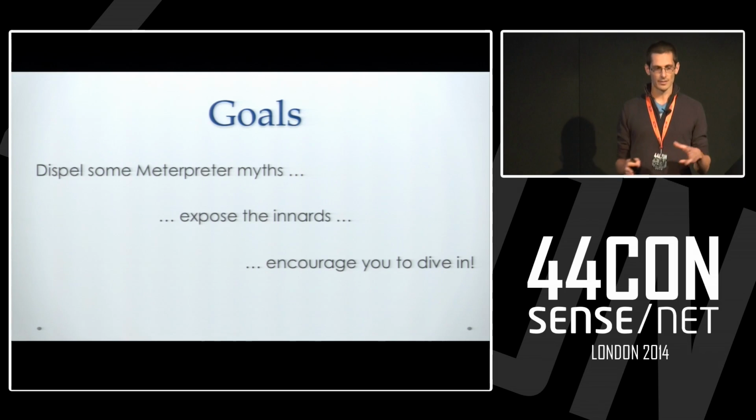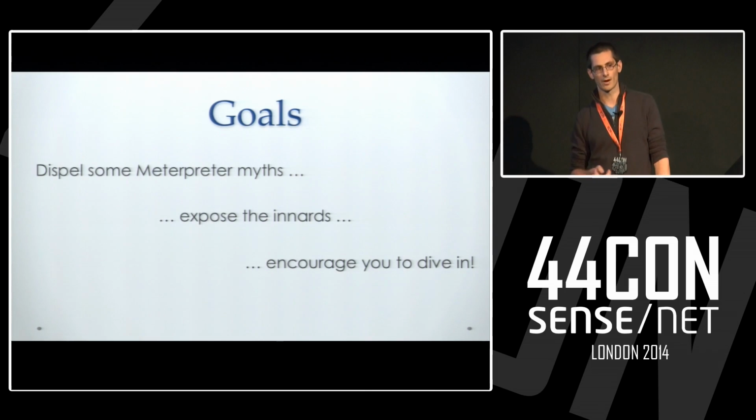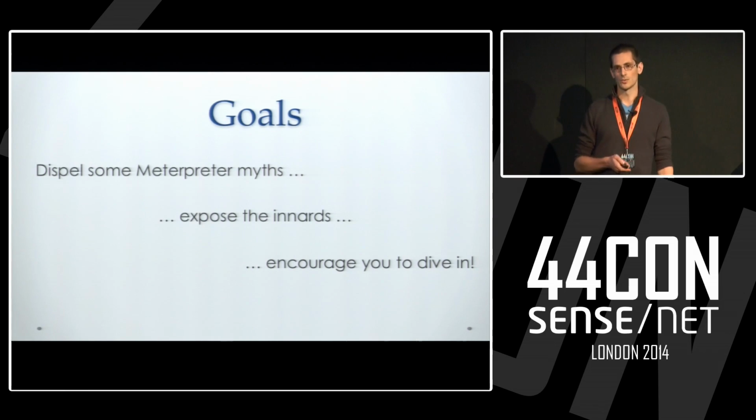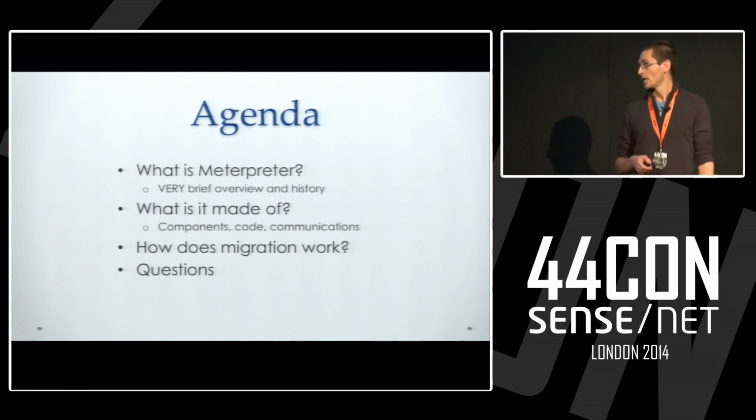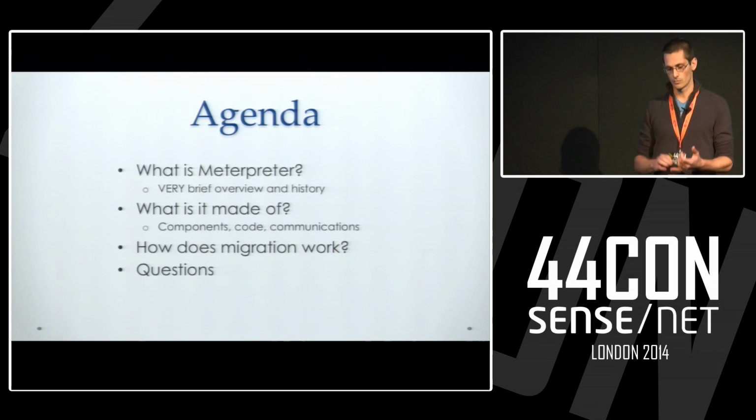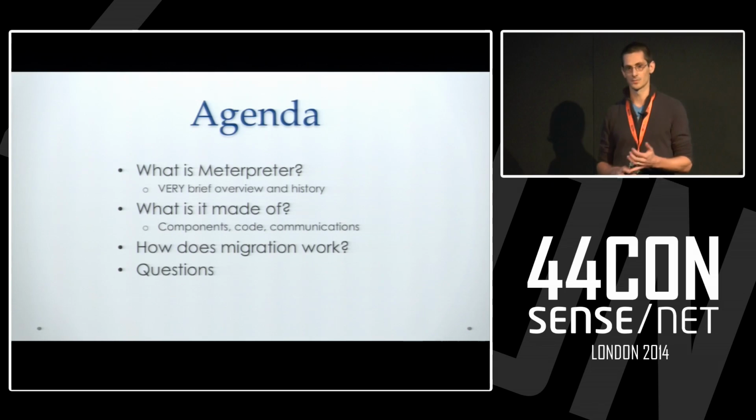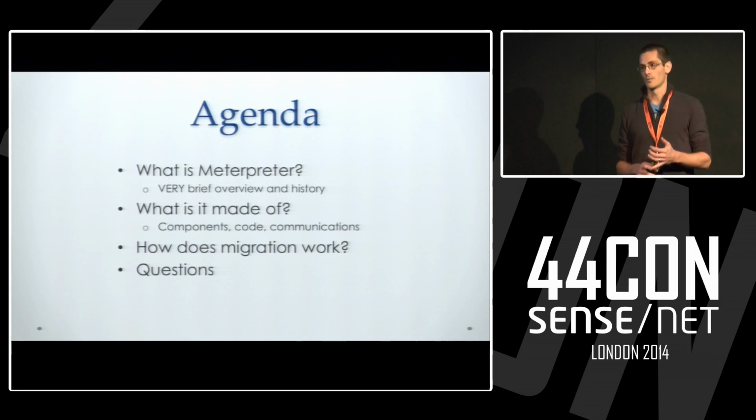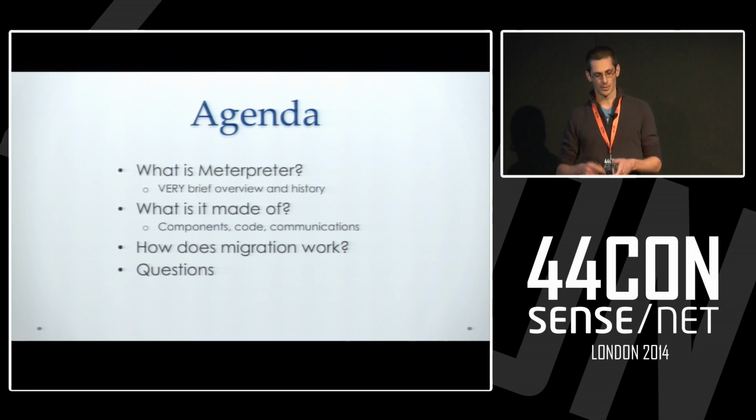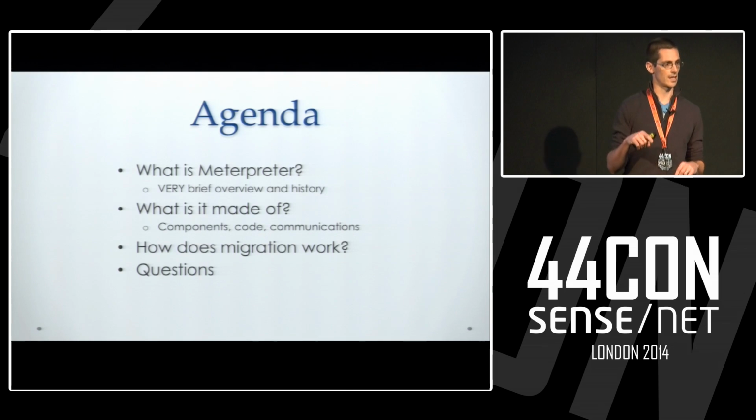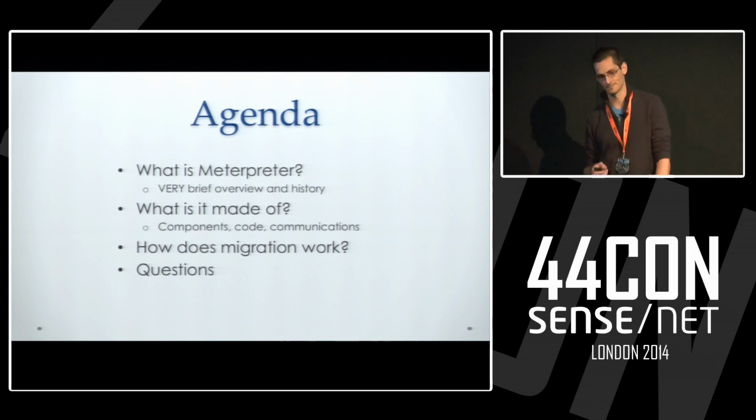I want to show you how things work internally in a couple of scenarios and hopefully inspire a couple of you people who know a bit of C or whatever to dive in and contribute something of your own. So I'm going to go through what Meterpreter is, or at least what I think it is. There seem to be a few different definitions. Then the bits and pieces that make it up, particularly from a comms perspective, and how you might use that if you were adding or extending it. And then go through my favorite feature, which is migration.